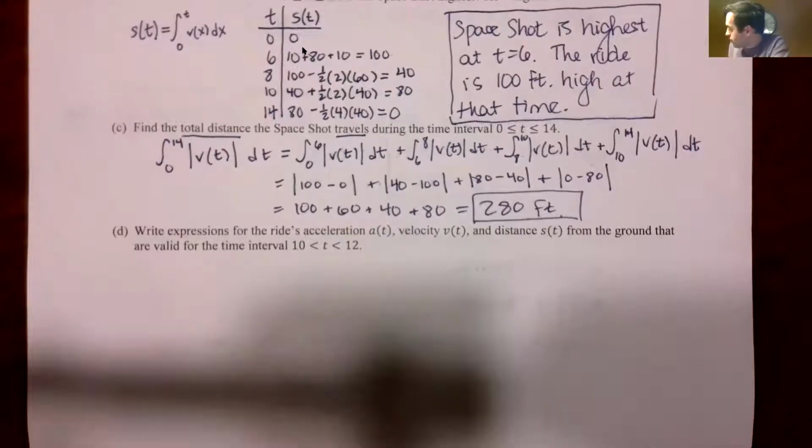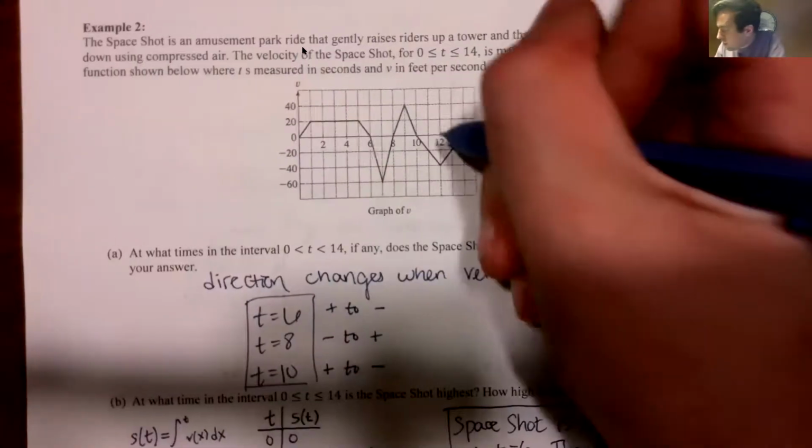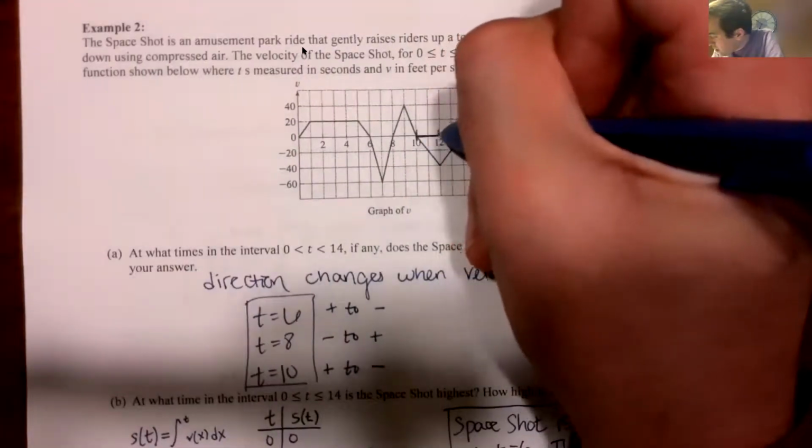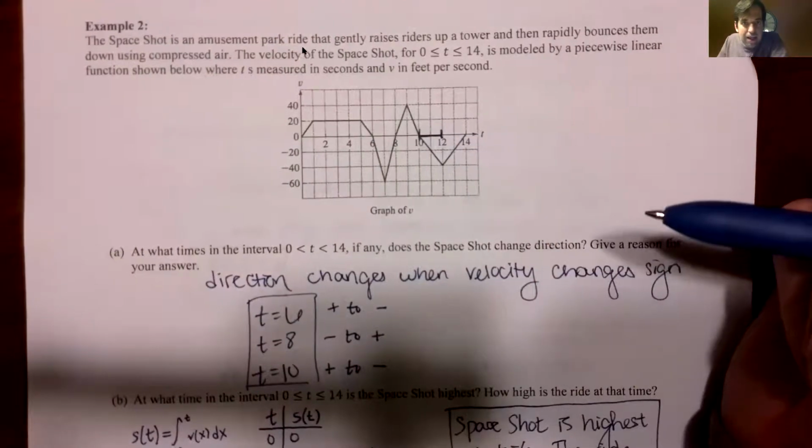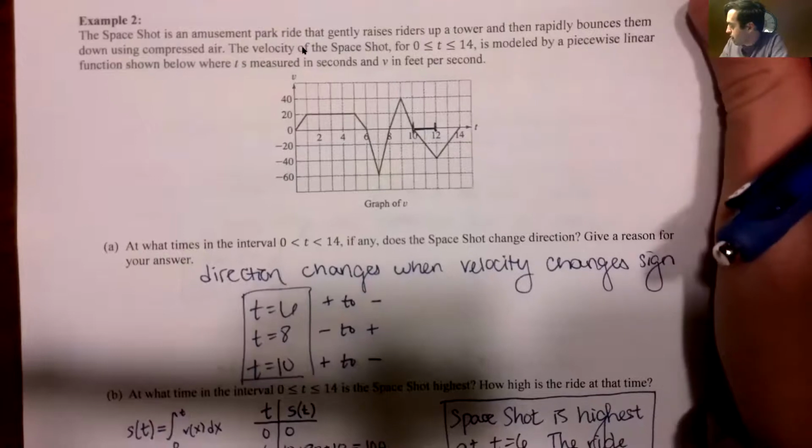All right, letter D: write expressions for the ride's acceleration, velocity, and distance that are valid for the time interval from 10 to 12. So if we take a look up at our chart, from 10 to 12, we're talking about this interval right here. So we have a straight line segment that is valid here. So that's what we're going to be looking at.